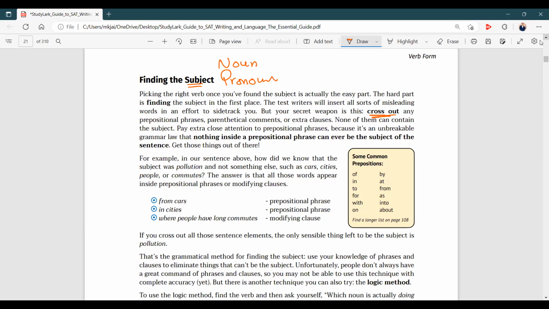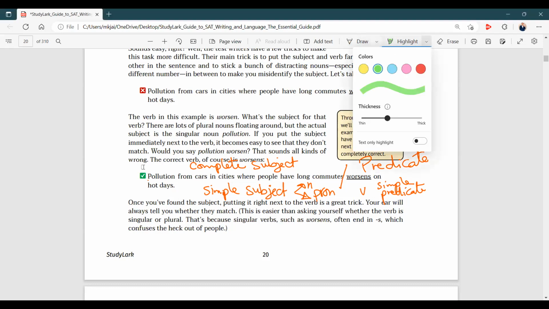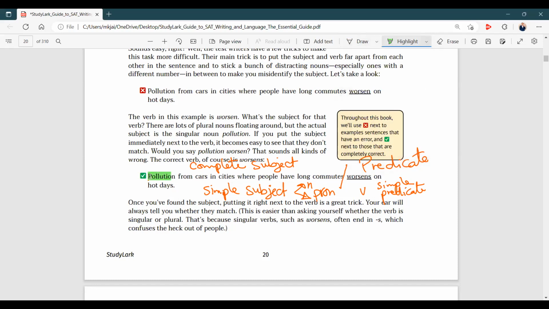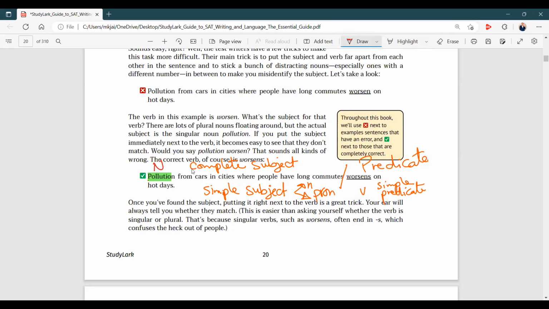So in a sentence like this, if we take this as an example, what is the noun here? What about the other students? Where is the subject here, the simple subject? Where is the noun in this example? Pollution. Yes, pollution. That's the noun. That's our simple subject.